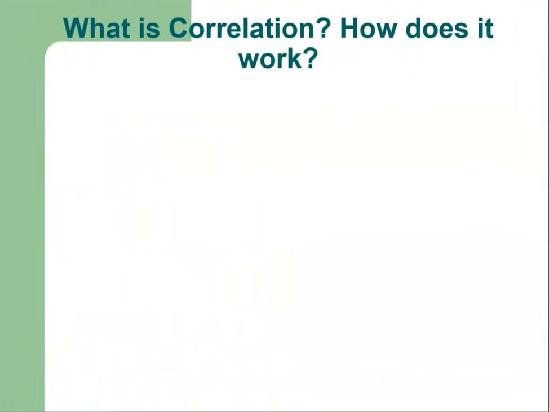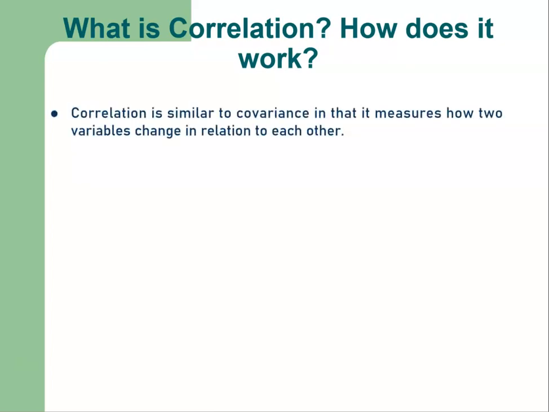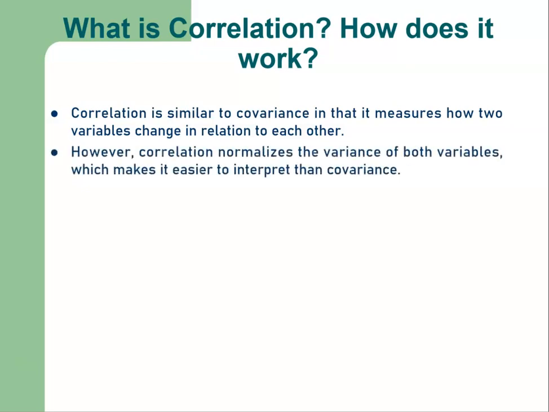In this slide, I am going to explain what is correlation and how does it work. I have already spent a lot of time on explaining this in my previous videos, but once again, let me explain. Correlation is similar to covariance in that it measures how two variables change in relation to each other. However, correlation normalizes the variance of both variables, which makes it easier to interpret than covariance.